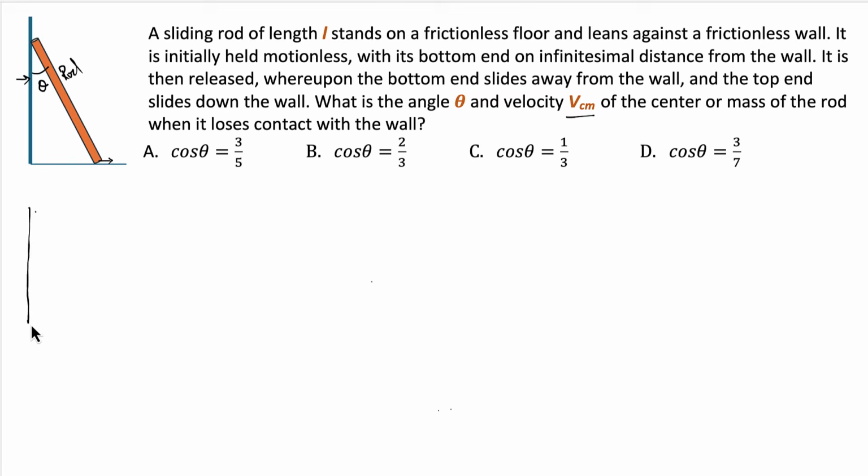Okay, so let's first draw a simple free body diagram, and then we'll proceed. Let's say this is the wall and this is the floor, and at any moment t, the rod is like this. Now this angle is theta, and there is a normal force here. Let's call it N1, and then there is another normal force here. Let's call it N2. The weight is acting downwards.